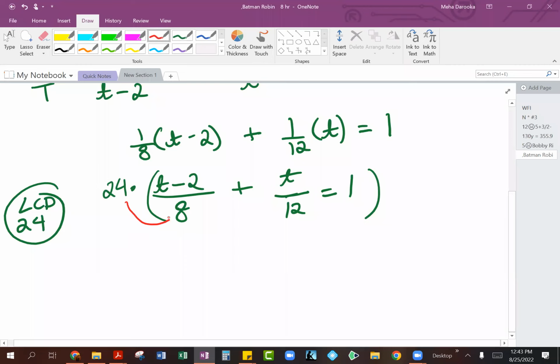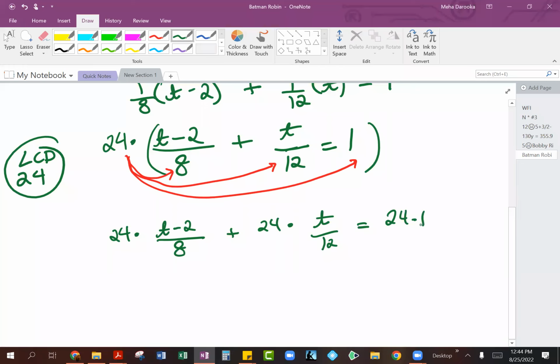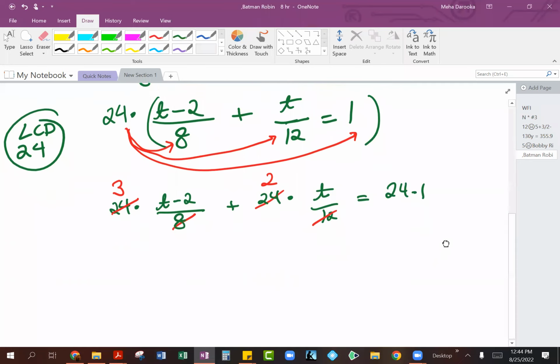So you take each one of these terms in your equation and multiply it by that LCD of 24. So you will end up getting 24 times (T minus 2) over 8 plus 24 times T over 12 equals 24 times 1. As you can see, 8 goes into 24 3 times, 12 goes into 24 twice, and then of course, on the right-hand side, you'll just end up multiplying them together.